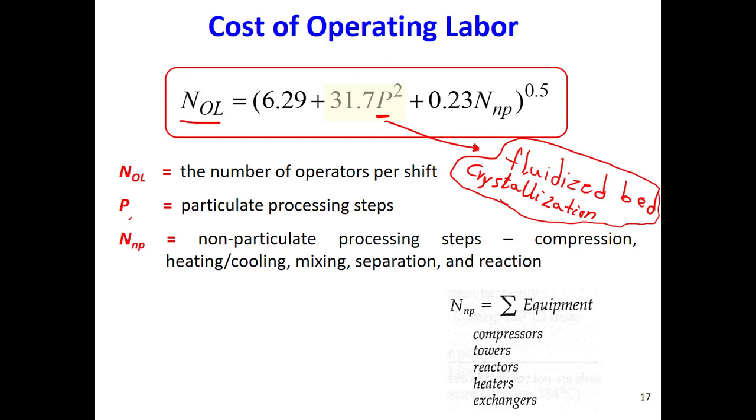So particulate processing step means this type of equipment, and non-particulate processing step can be compressors, heating, cooling, mixers, even separators like distillation columns, towers, and also some reactors. Some reactors are very simple. It's not like a fluidized bed reactor. They can operate without a need for a lot of supervision.